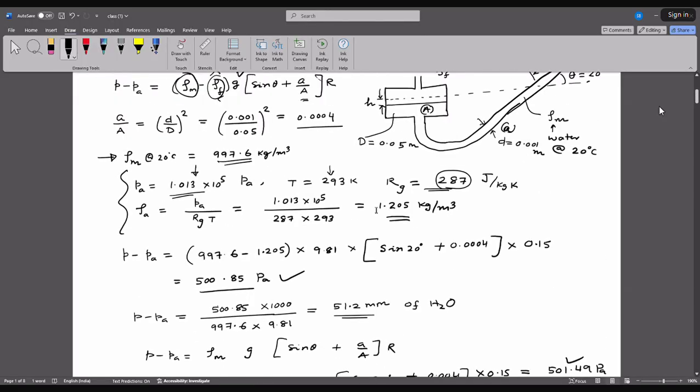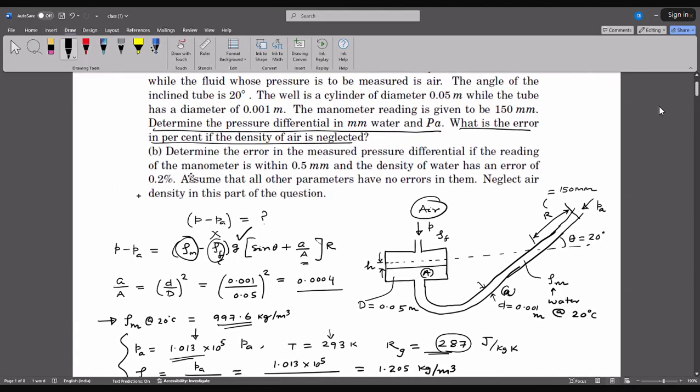Right. Now, the second part, B, says: determine the error in the measured pressure differential if the reading of the manometer is within 0.5 millimeter. That is the uncertainty of the measurement of the manometer reading, and the density of water has an error of 0.2% of its original density. Assume that all other parameters have no errors in them. Neglect air density in this part of the question.